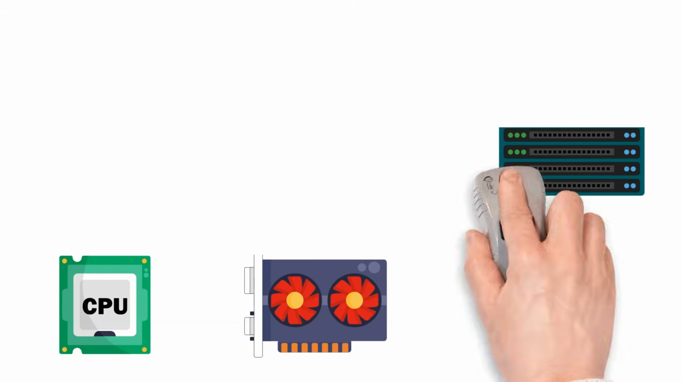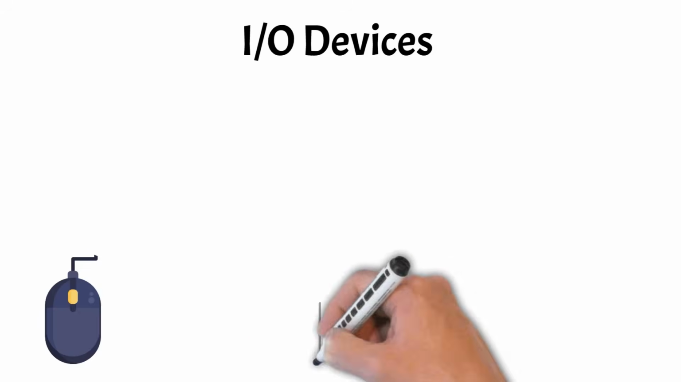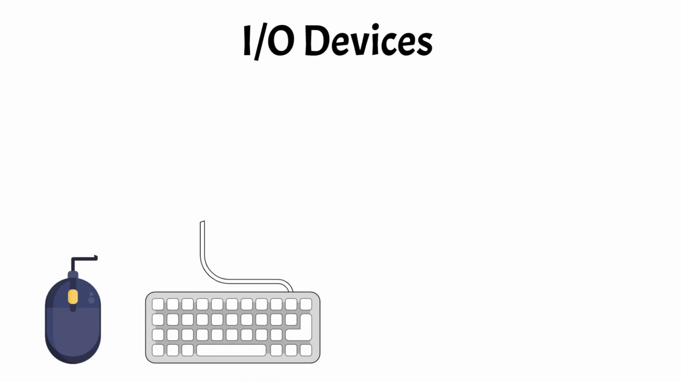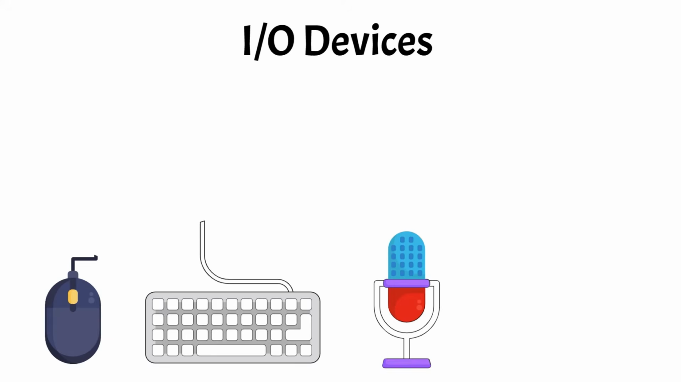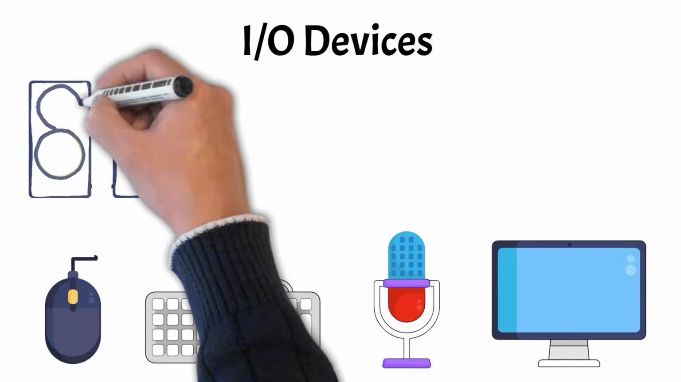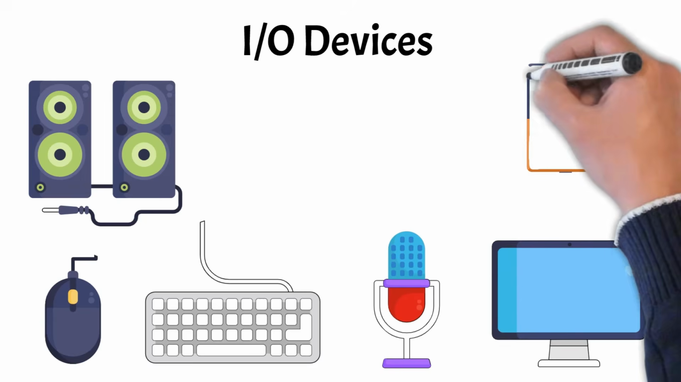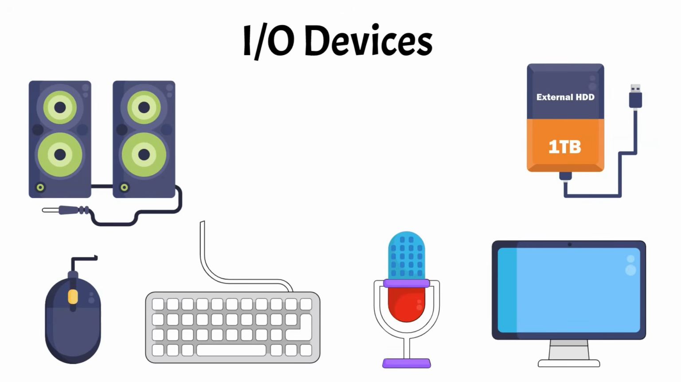And lastly, let's take a look at I/O devices. I/O devices, or input-output devices, are essential components that enable a computer to interact with the outside world. Input devices such as keyboards, mice, and microphones allow users to provide data and commands to the computer. Output devices like monitors, printers, and speakers enable the computer to present information and feedback to the user. Some devices like touchscreens and external hard drives function as both input and output devices.